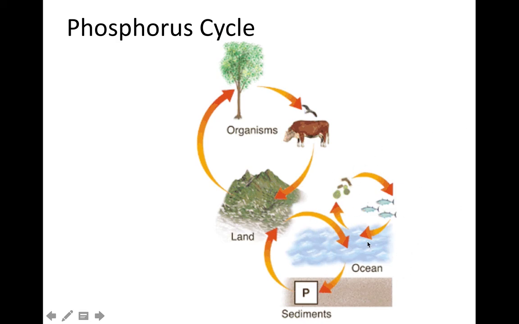So those were the biogeochemical cycles of water, carbon, nitrogen, and phosphorus. I hope that was helpful.